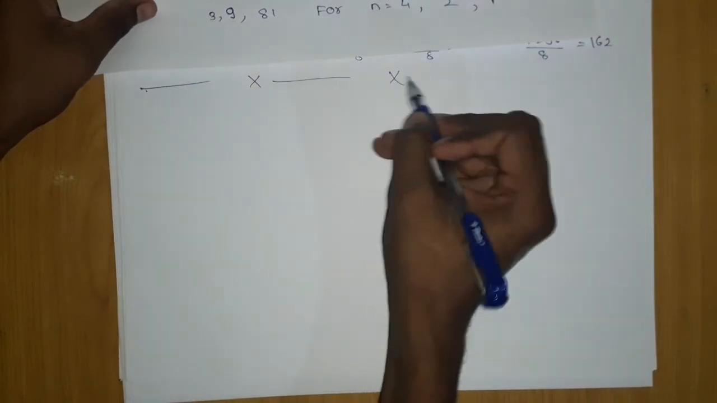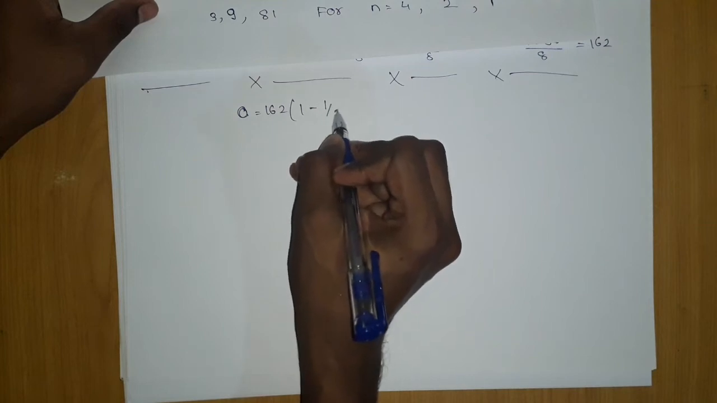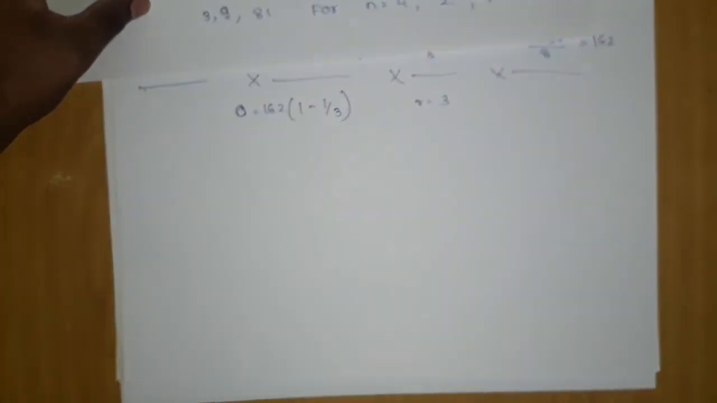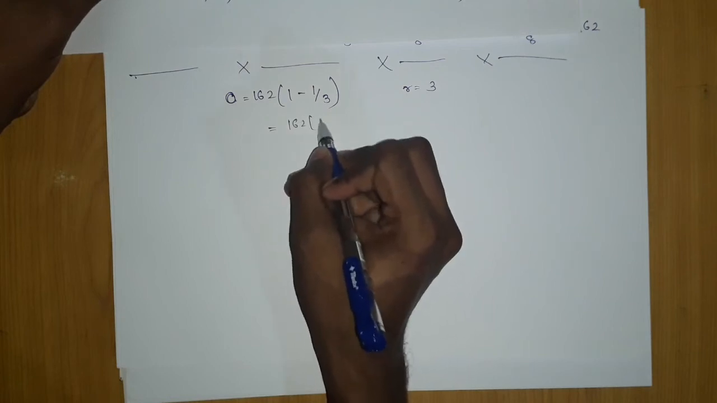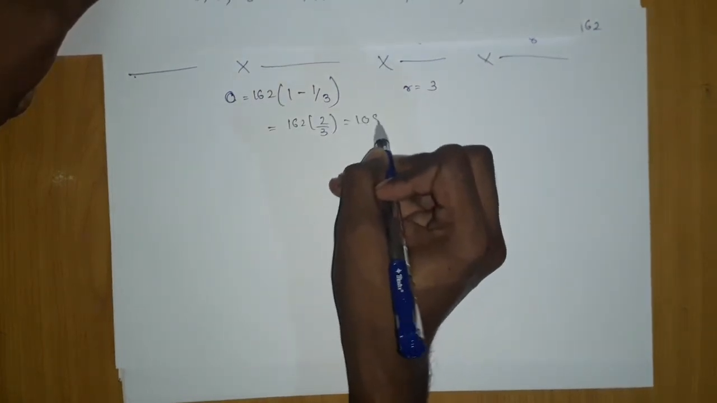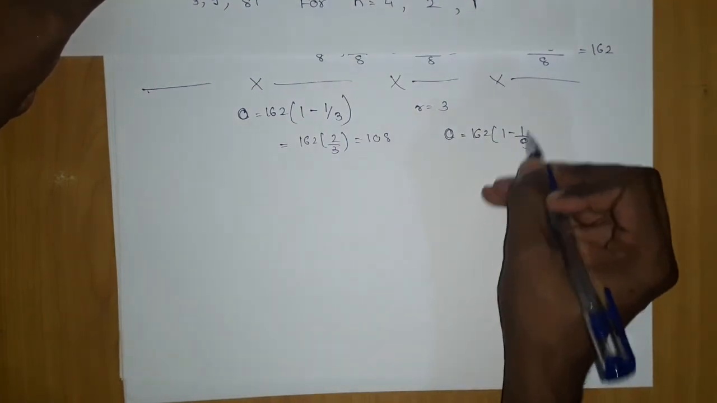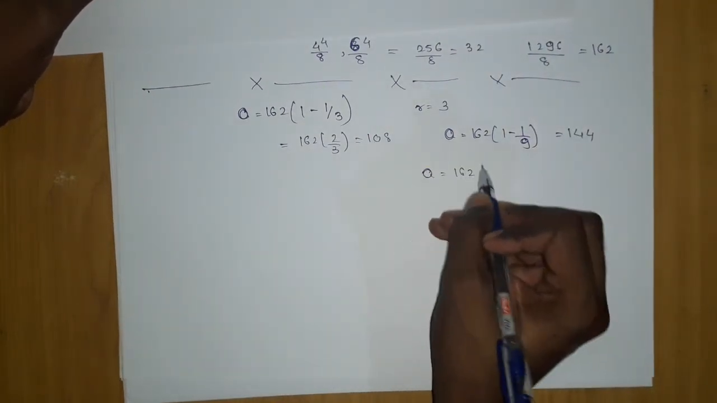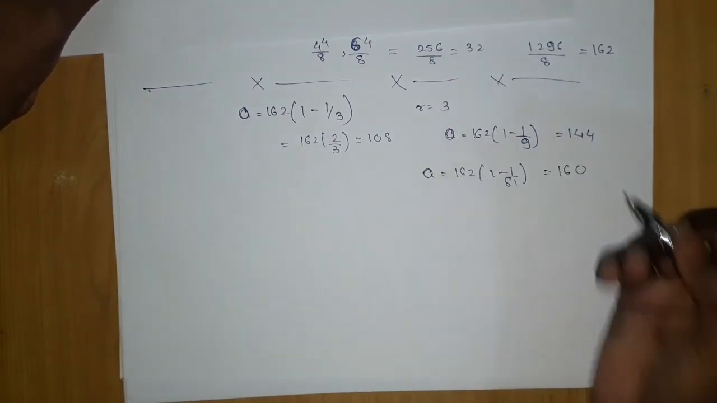First term will be what? Let me solve it here. The first term will be easily 162 into 1 minus 1 by 3, if I take r equal to 3. If I solve this, 162 into 2 by 3 gives finally 108. And if I solve 162 into 1 minus 1 by 9, I will get 144. While if I solve 162 into 1 minus 1 by 81, I will get 160.